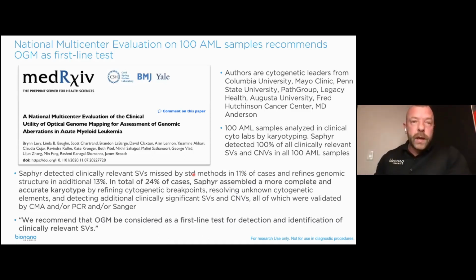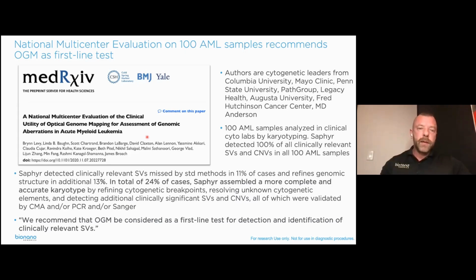Now, the biggest study on leukemia was published recently here from a multi-center collaboration between the cytogenetic leaders of big institutions, such as Columbia University, where Bryn Levy works, who ran the study, the Mayo Clinic, Penn State University, the PATH Group, the Legacy Health Group, Augusta University, Fred Hutch Cancer Center, and MD Anderson all got together to look at 100 AML samples. And those were analyzed in clinical cytolabs with karyotyping and followed up with some other methods, again, when needed.